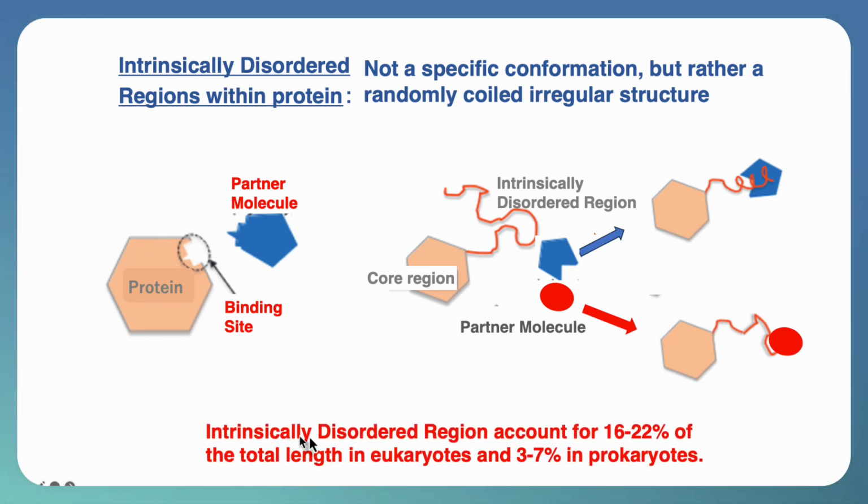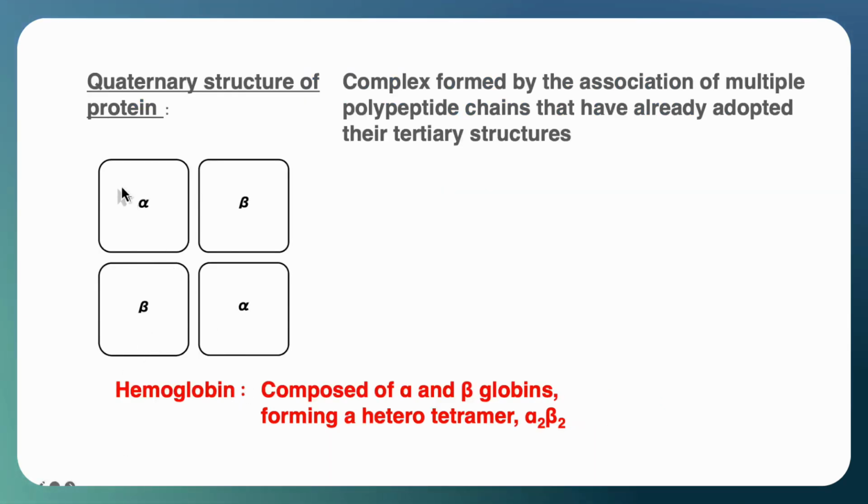The proportion of such disordered regions in proteins is estimated to be 16 to 22% in eukaryotes and 3 to 7% in prokaryotes. Let me briefly touch on the quaternary structure of proteins. When 3D structured polypeptide chains associate into multiple complexes, allowing them to perform specific functions more efficiently, this complex of polypeptide chains is called the quaternary structure of the protein.